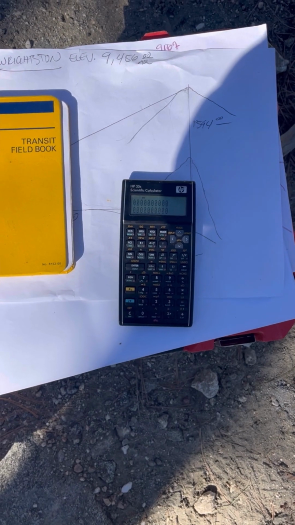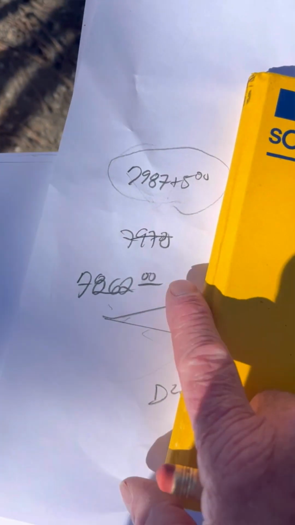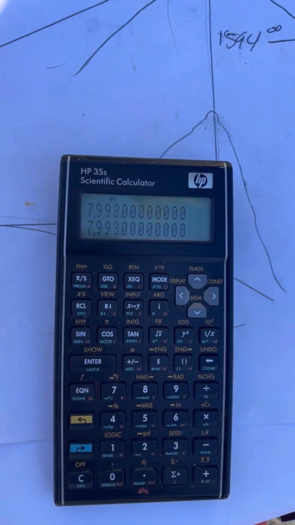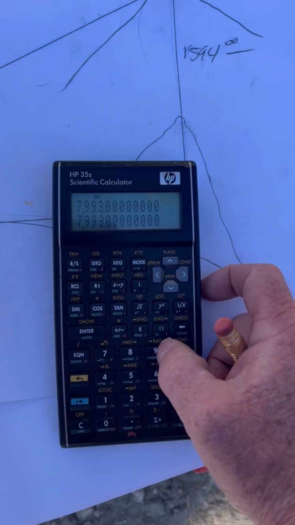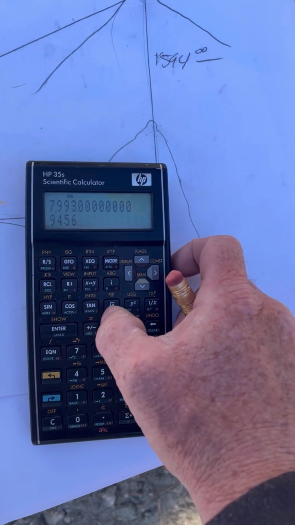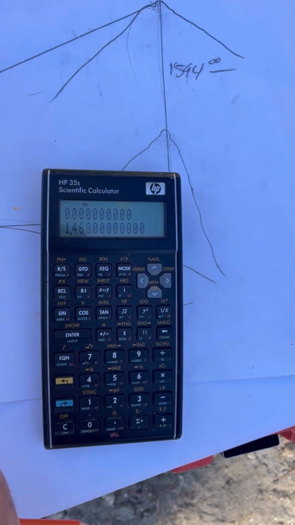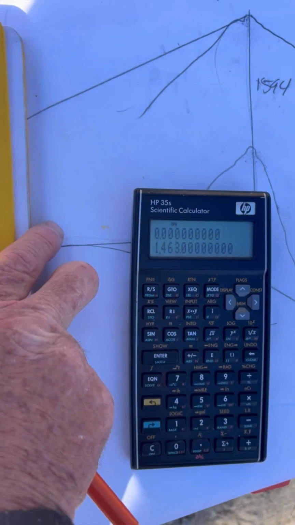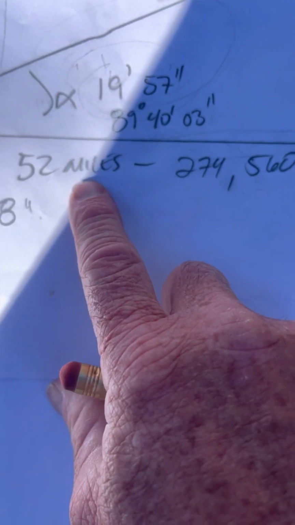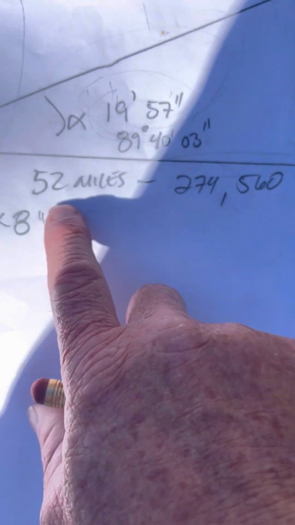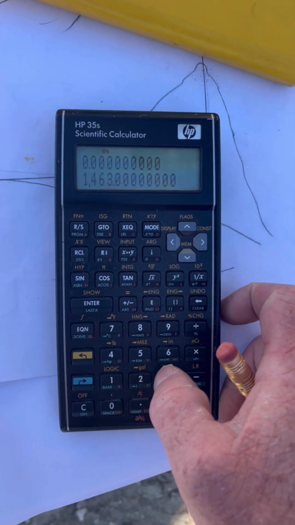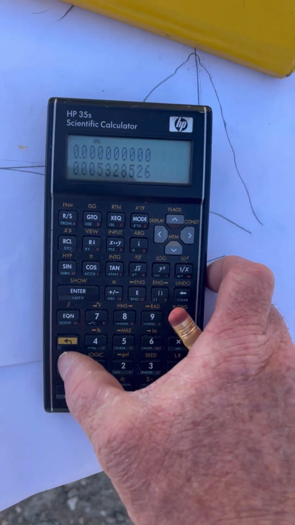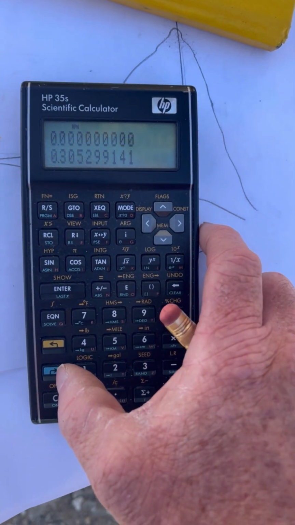Now let's make our flat earth prediction. So we've got our elevation over here of 79.93, enter. We're going to minus that out from our 94.56. Roll that up, minus, there's our difference in elevation. We've got a 14.63. So we'll take our 14.63 and divide it by our run of the 52 miles, so 274,560. We'll divide that, hit the arc tangent.